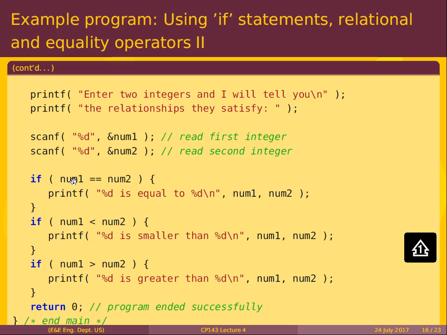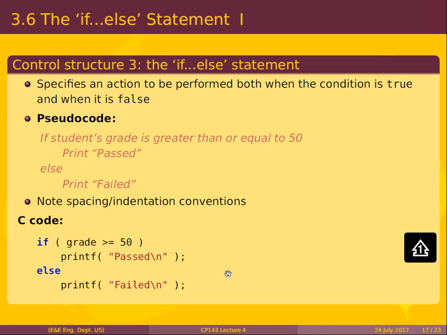Okay. If num1 is equal to num2, then it prints that out. If num1 is less than num2, then it prints that out. If num1 is greater than num2, then it prints that that's the case. And it returns finally.